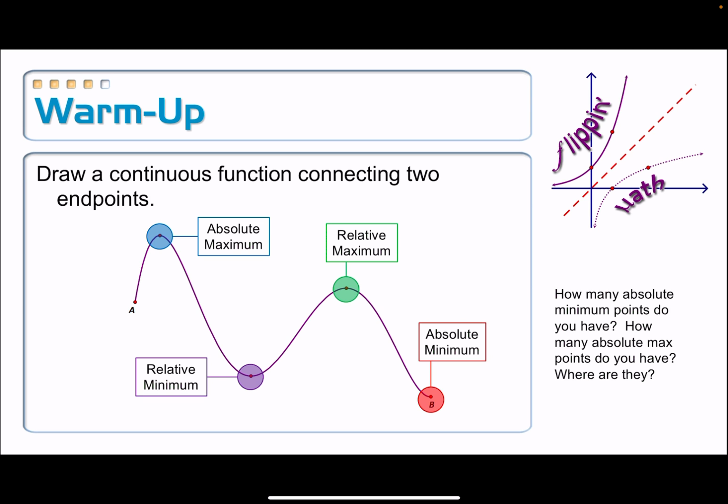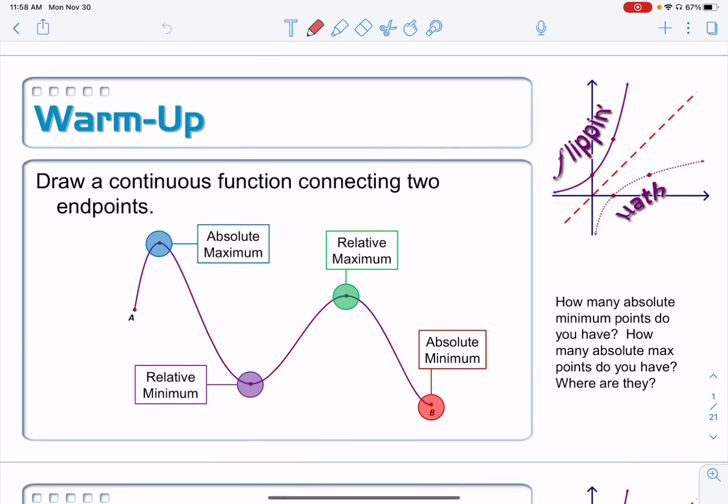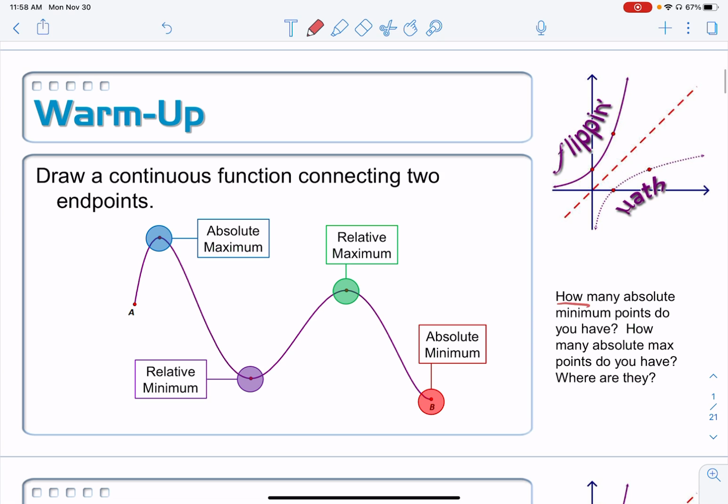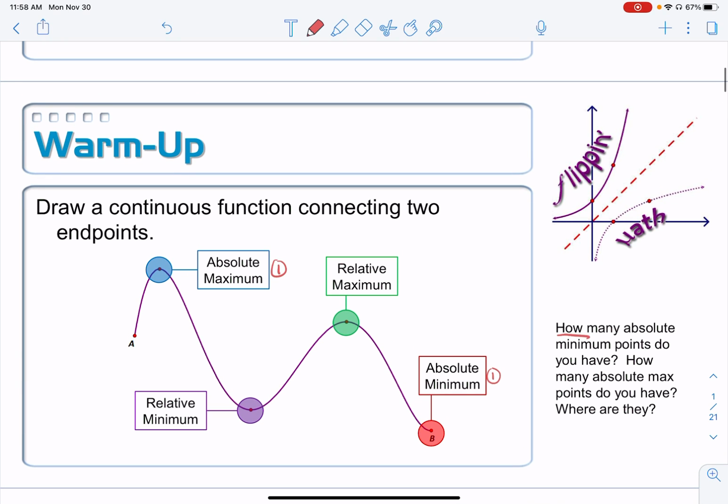Okay, so let me come over here so I can draw on this graph. So when we're asking, first of all, how many? And then each one, I only had one of each one, right? I had one absolute maximum, I had one absolute minimum, but it's possible that you can have more than one of these things. What if I had drawn my endpoints like this with a parabola? And then you can see that I have two absolute maximum points and just one absolute minimum point.